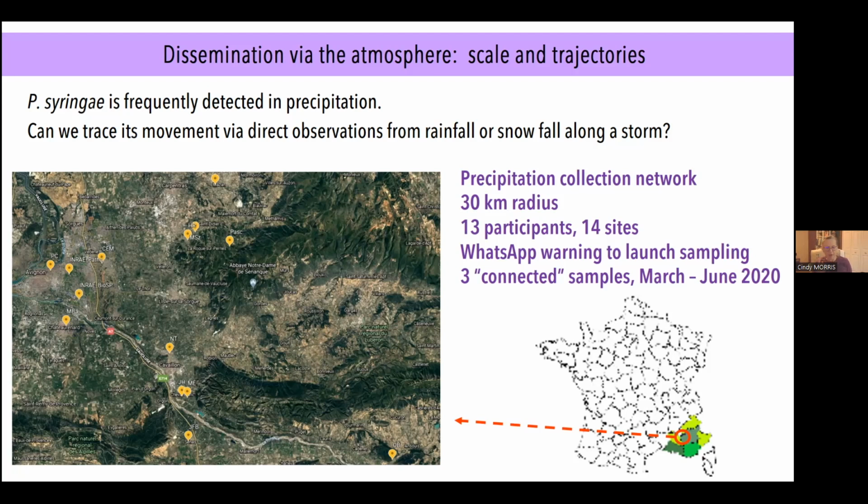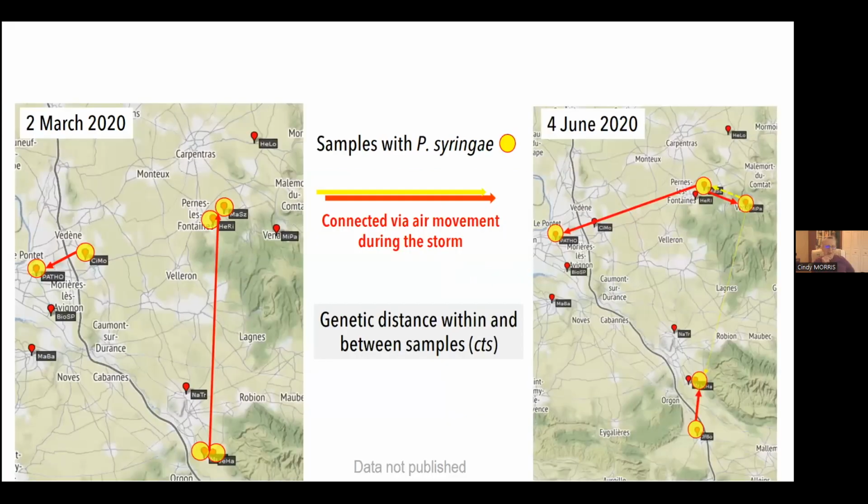I mean, some people collect the rain and then they can't bring it in on time, or some people didn't get up in time to collect the rain, or their bag broke or whatever. So these are 2 examples that I'm going to show you about what we tried to do. So the yellow dots on these maps are where we collected samples that had Pseudomonas syringae in them. And then the red and yellow lines are the information about if there were air masses moving between those places.